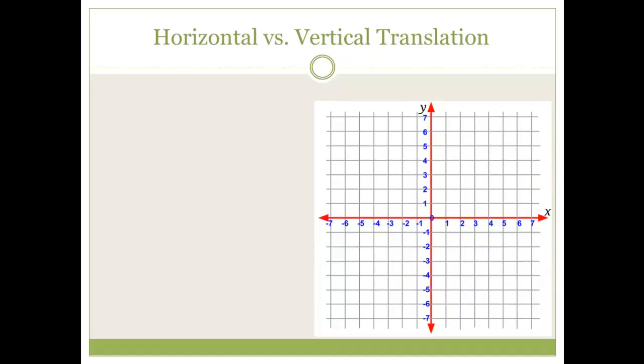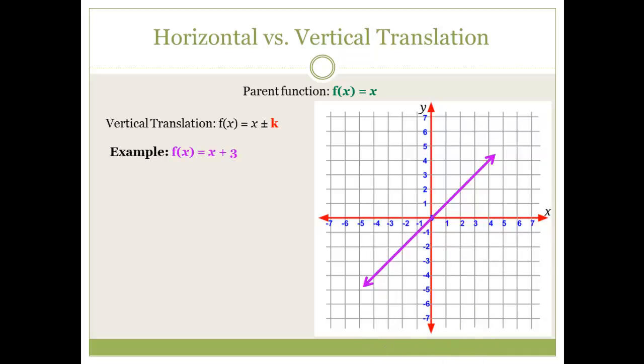We must now distinguish between horizontal and vertical translations. For any parent function, f of x equals x, a vertical translation is given by adding some k value at the end of that expression. For example, if we put in plus 3 for k, our line now slides up 3 units. If we put in negative 2 for k, our line will slide down 2 units.